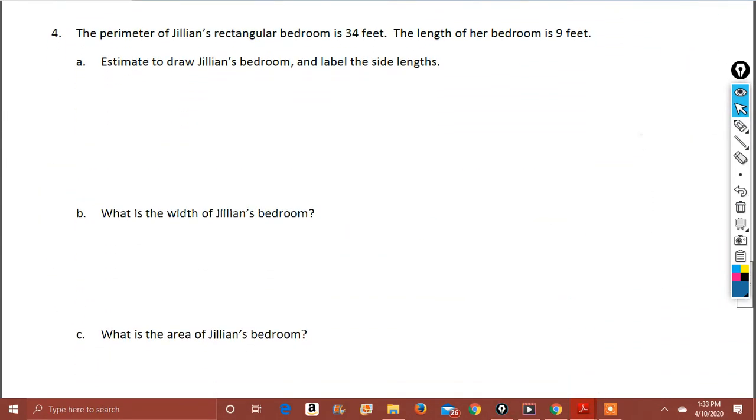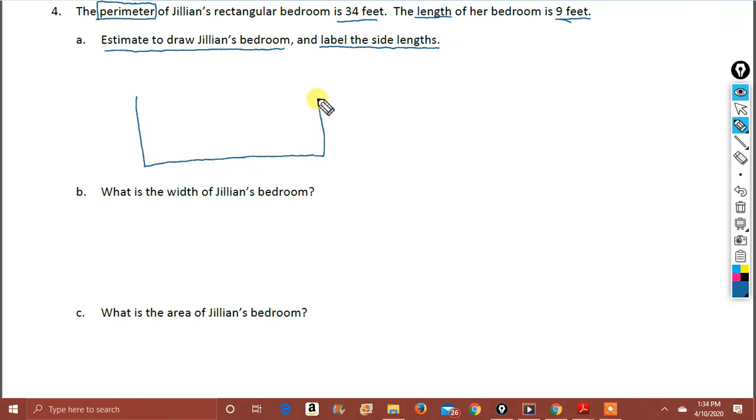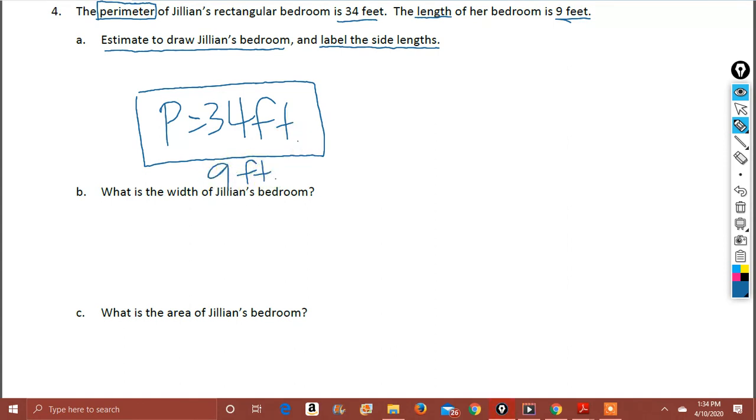Couple more questions here. The perimeter of Jillian's rectangular bedroom is 34 feet. The length of her bedroom is 9 feet. So they told us, first off, what the perimeter was. It is 34 feet. We also know the length is 9 feet. So let's estimate to draw Jillian's bedroom and label the side lengths. So it's a rectangle. I know the perimeter is 34 feet, and I know the length is 9 feet. What is the width of Jillian's bedroom?